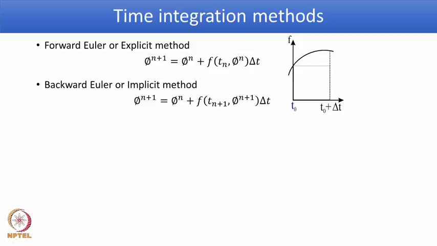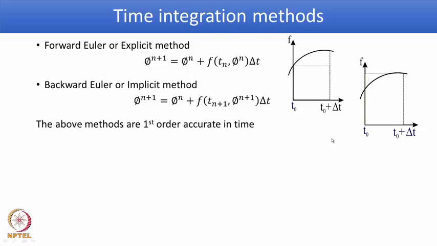And the backward Euler or implicit method, which takes the value at the function itself, and that is shown graphically here. So, the t0 plus delta t value uses the n plus 1 value also. Both these methods, that is the Euler method, you can prove that it is first order accurate in time. Why do you have to worry about order of accuracy in time?